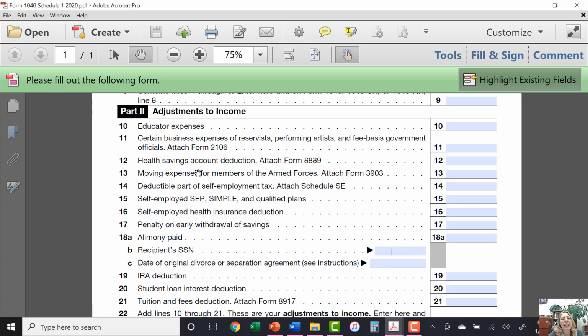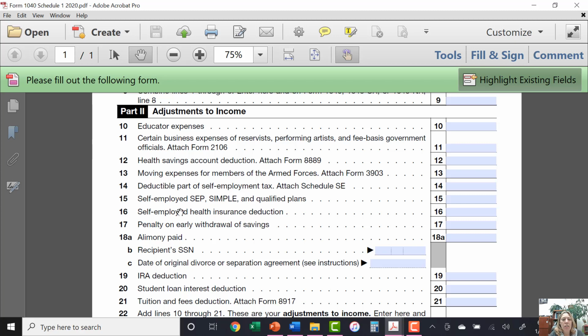All right, some more common ones. We do get a couple of HSA cases. The nice thing about TaxSlayer is we enter all the information and it figures out the deduction. I wouldn't worry about moving expenses. They only qualify for military anymore anyway. Then there's the deductible part of self-employment tax. So if you are self-employed or you have self-employment income and you have to create a Schedule C, it's going to generate self-employment tax. The cool thing is half of that number can be used as an adjustment. You still have to report the tax and you still have to pay it, but you can deduct half of that number as an adjustment on your taxes.